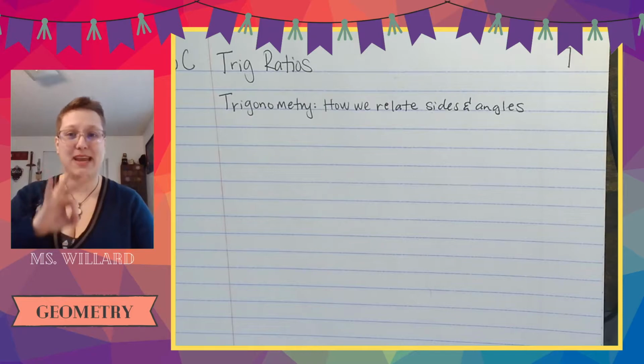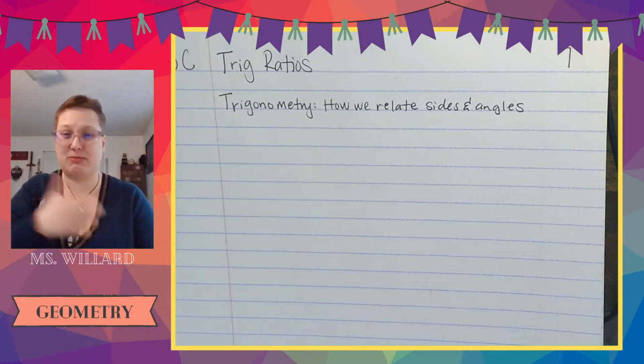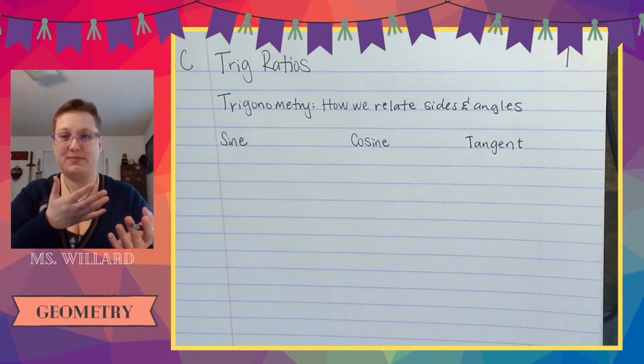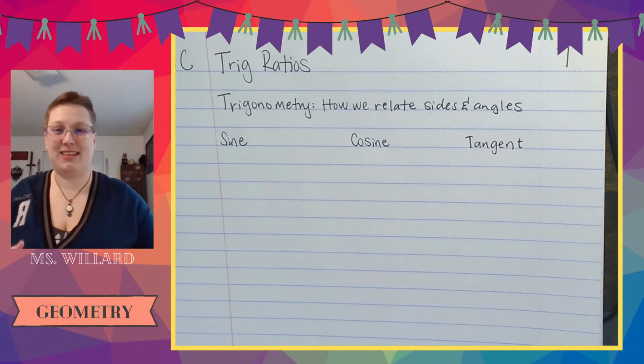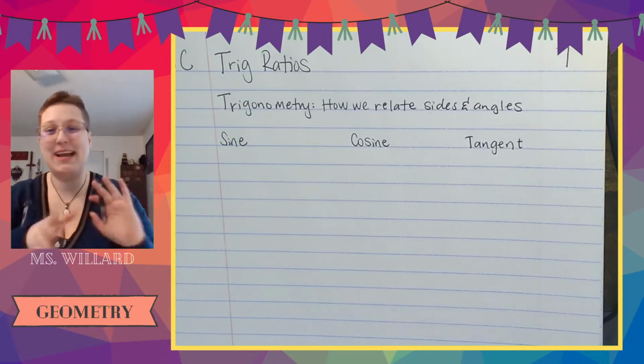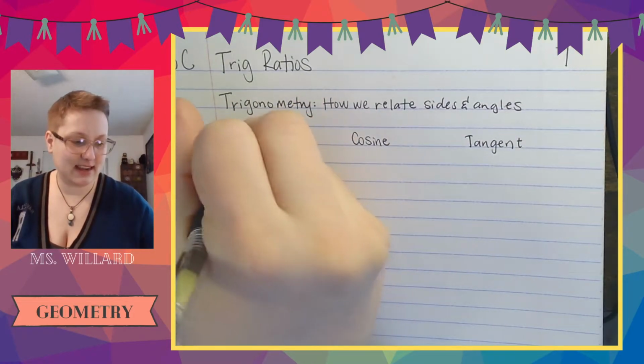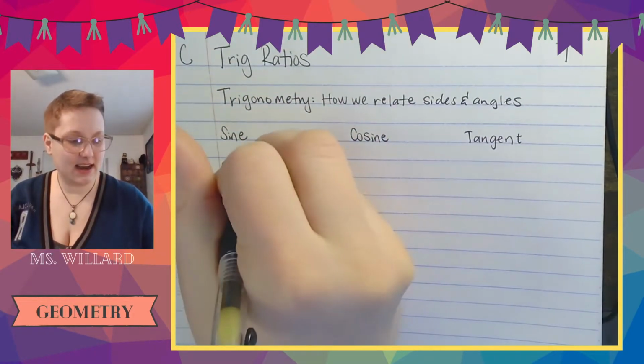Now there are three main trig ratios or trigonometric ratios. There are sine, cosine, and tangent. And this is how we write those words out. But when we're doing math, mathematicians are lazy. We don't want to write out all these words. What we write instead is we would write SIN of an angle.